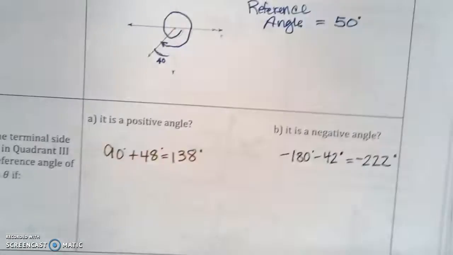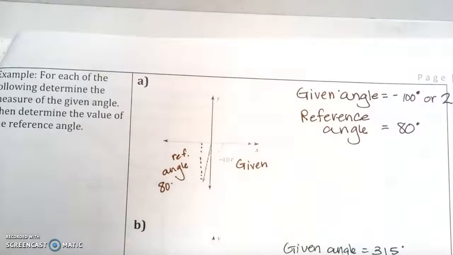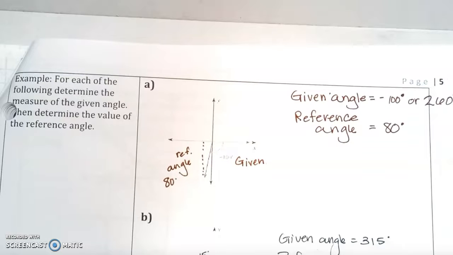Okay, up at the top of page 5, it says, for each of the following, let me shrink it just a tad. For each of the following, determine the measure of the given angle, then determine the value of the reference angle. The duplicating is very faint. It's pretty hard to see.